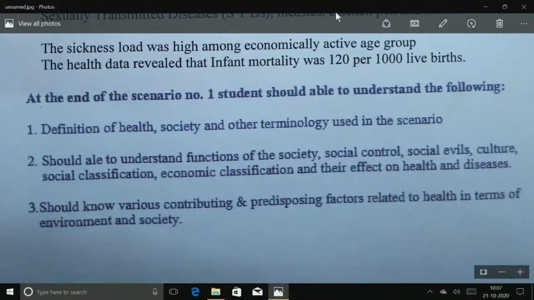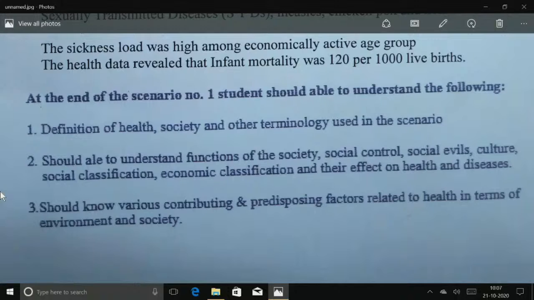So at the end of scenario 1, the student should be able to understand the following. Number 1 is definition of health, society and other terminology used in the scenario. This is what is expected at the end of scenario 1, what you should know.